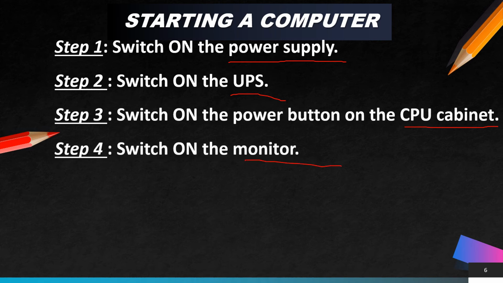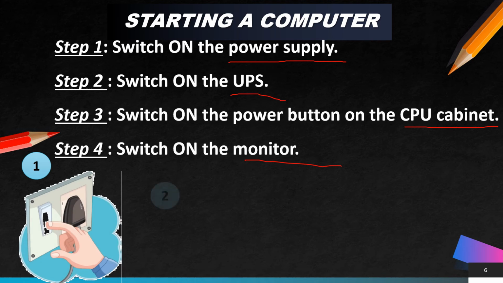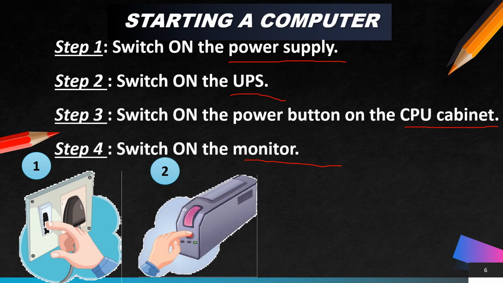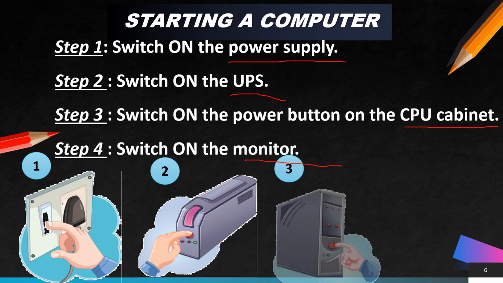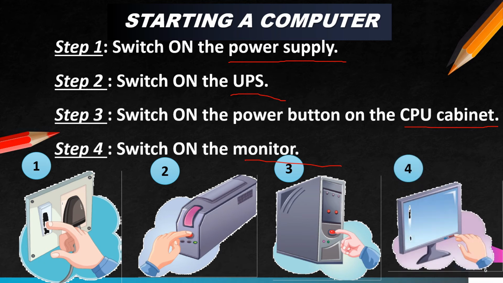So once again, first step, switch on the power supply. The next step, switch on the UPS. And step number 3, switch on the CPU power button. Okay. And the last step, switch on the monitor. Okay. These are the steps to start a computer. You all understood?